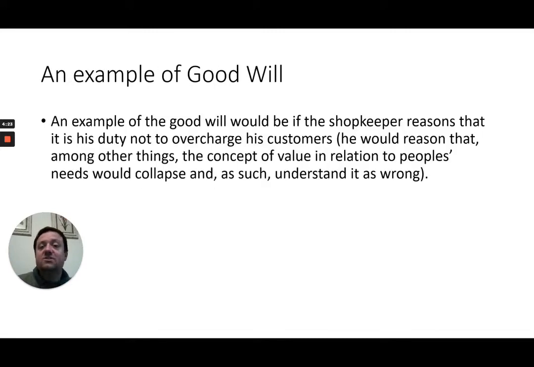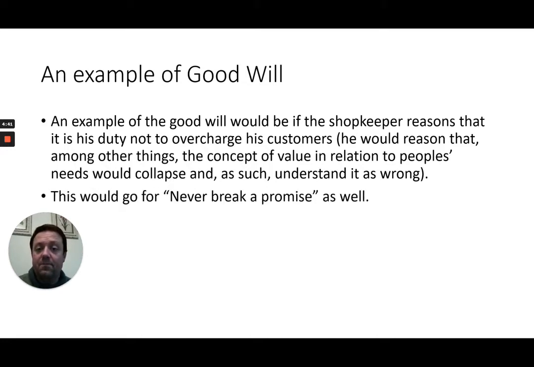So, as I said just now, an example of the goodwill would be if the shopkeeper reasons that it is his duty not to overcharge his customers. He would reason that, among other things, the concept of value in relation to people's needs would collapse, and as such, he would understand that as wrong.